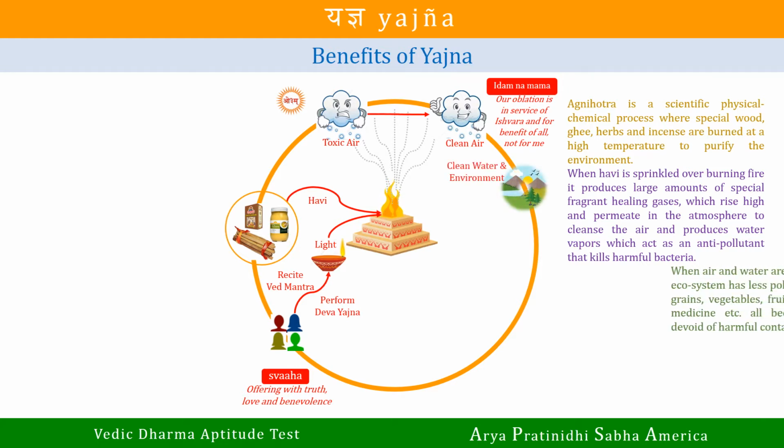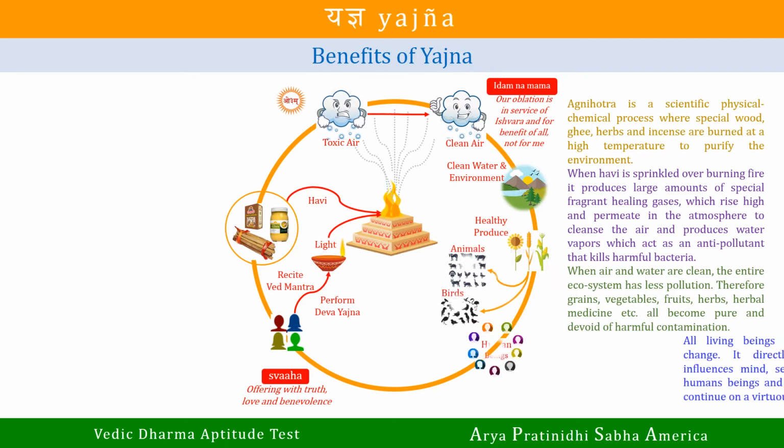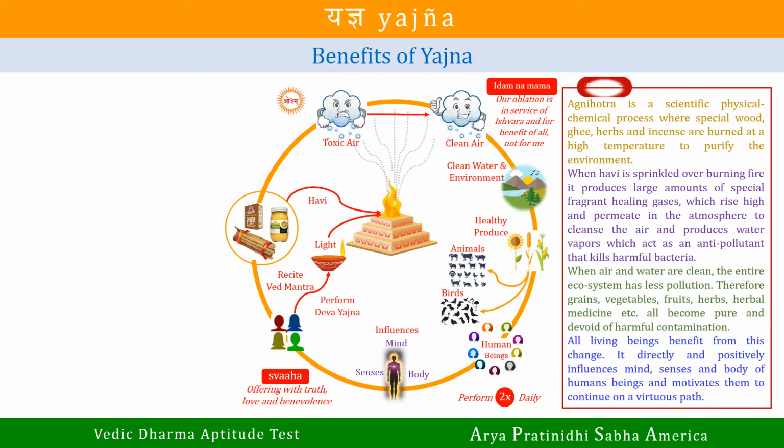that kills harmful germs. When air and water are clean, the entire ecosystem has less pollution, and therefore grains, vegetation, and herbs become pure and free from contamination. Not only humans but plants and animals benefit from a pollution-free environment. Good, healthy food directly influences human health, that is, the mind, body, senses, and intellect, which ultimately leads to peace and prosperity. As our rishis have said, if everyone performs Dev Yajnya twice a day, we can effectively and economically keep the environment clean for the benefit of all living beings.